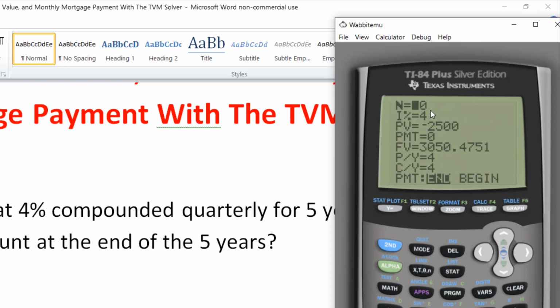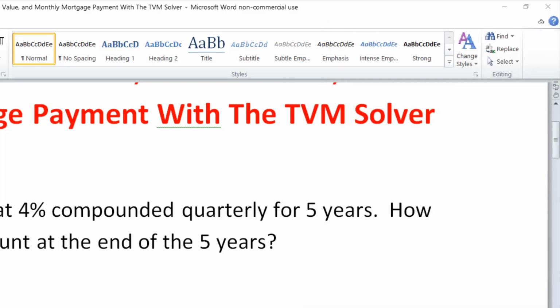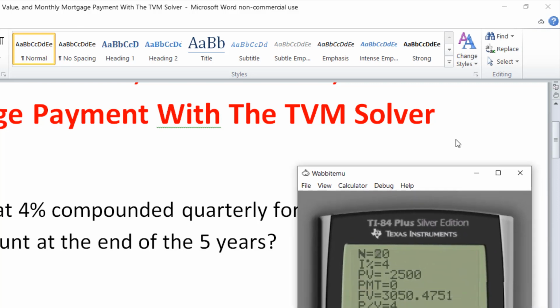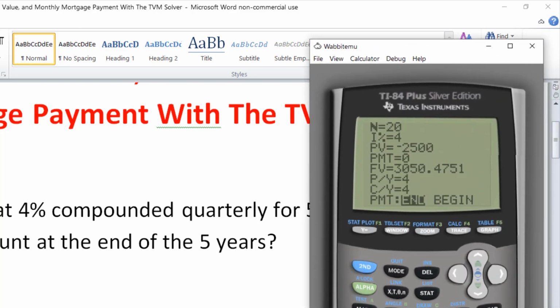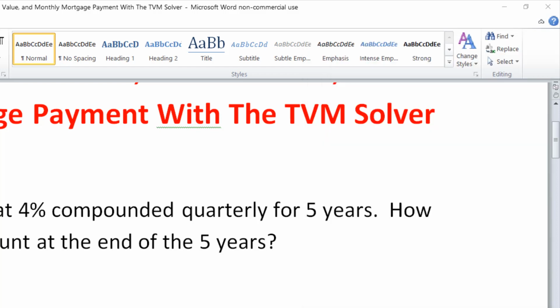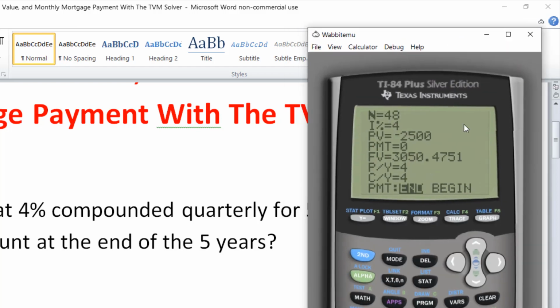Now again, it has the values there, so there's no need to clear here. We can just simply enter the new ones. In this case, we have 4 years compounded monthly, so that's a total of 48 periods. So that's N, this will be 48 for the first one. Interest is 3.5% compounded monthly.